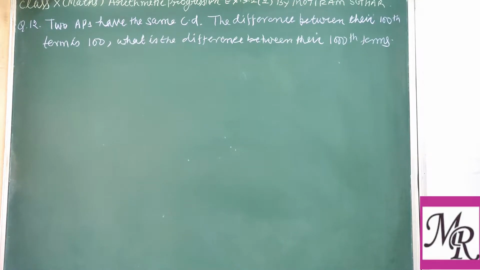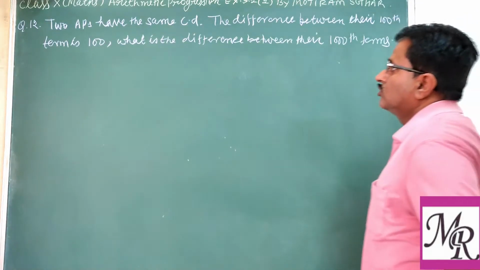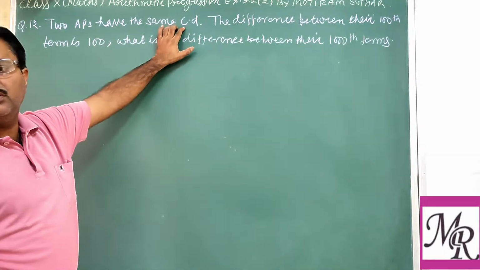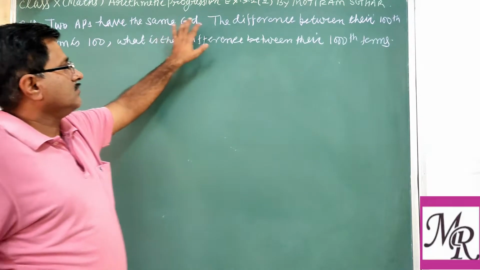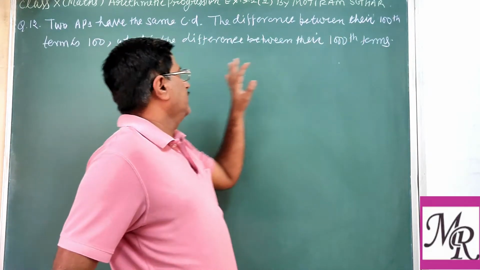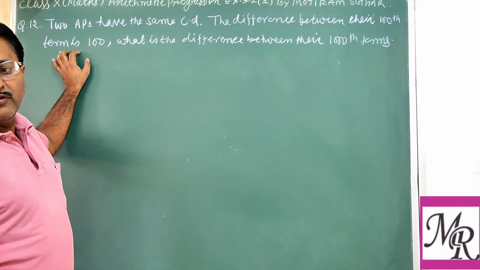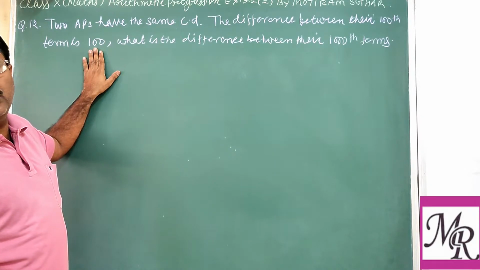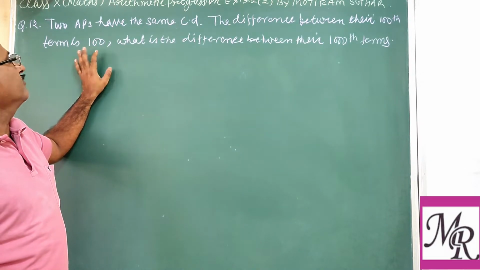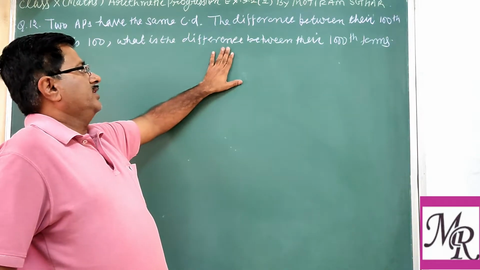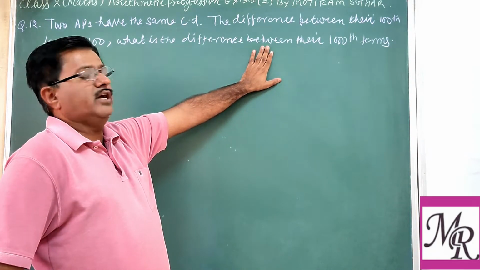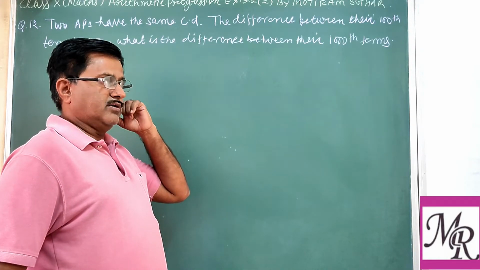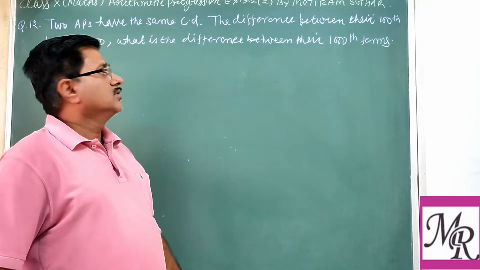So question number 12 says two APs have the same common difference. So we are given two APs, their difference is the same. The difference between their 100th terms is 100. For both the APs, you find the 100th term, then their difference is 100. What is the difference between their 1000th terms? Then you have to find the difference of their 1000th terms.